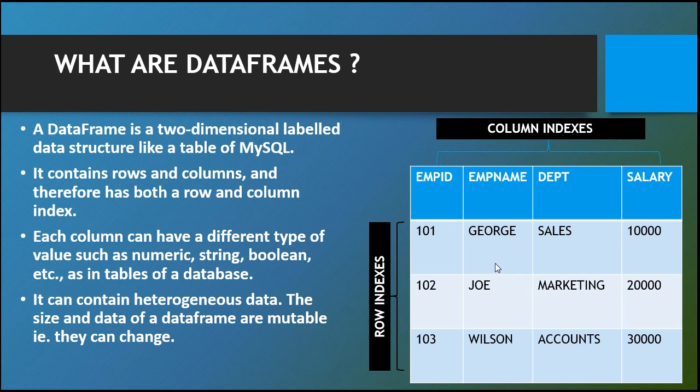The size and data of a data frame are mutable, that is, they can change. In this picture, you can see that there are 4 columns: EMP ID, EMP name, DPT and salary. These column names are known as column indexes, and there are 3 records. One record is of George, second record is of Joe, third record is of Wilson. Each record will have a unique index, row index number.